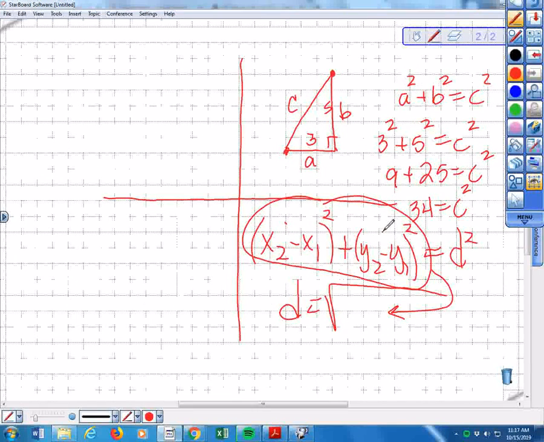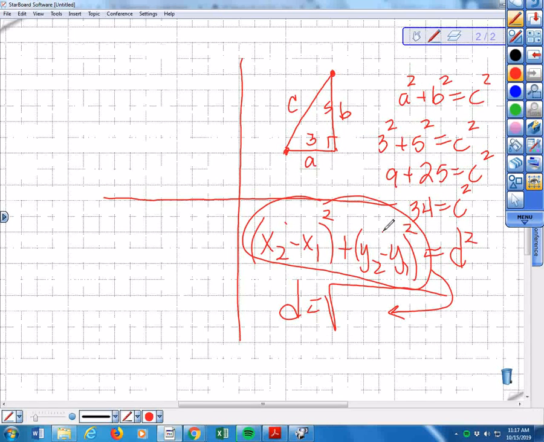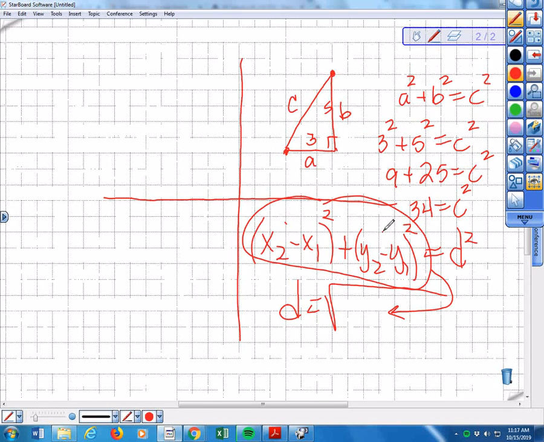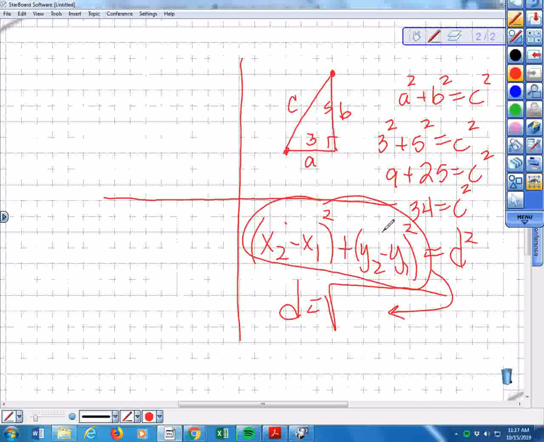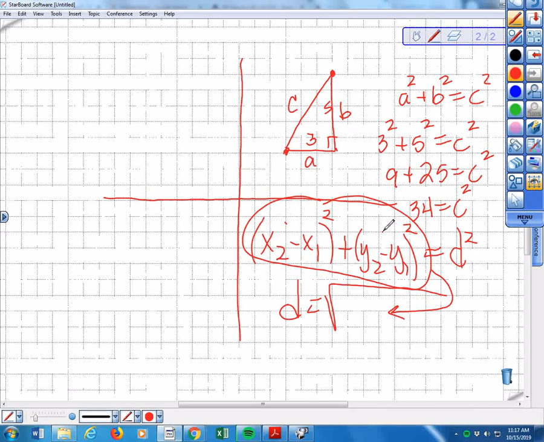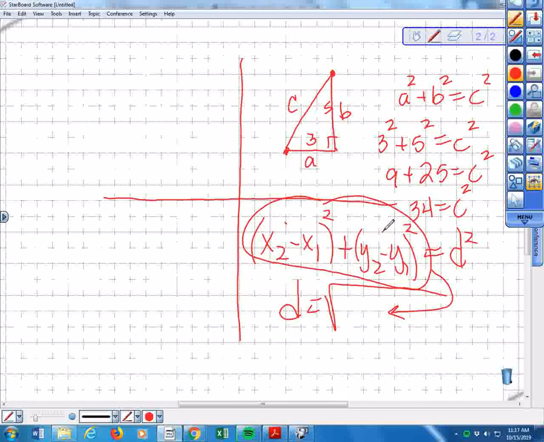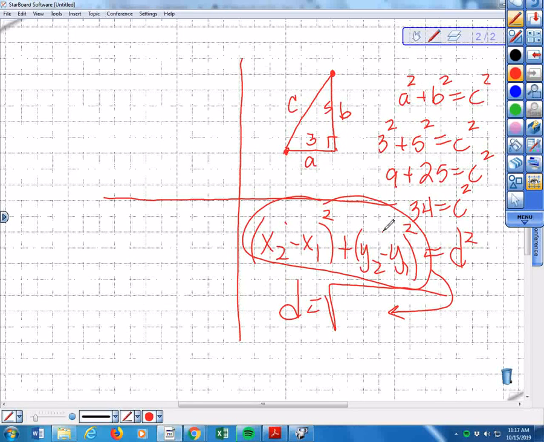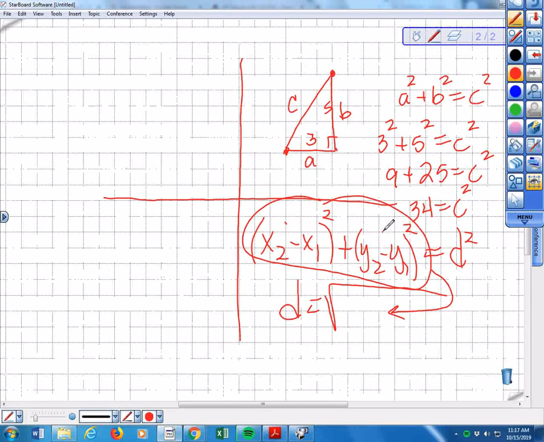34. Okay, so you can memorize it's the square root of x2 minus x1 squared plus y2 minus y1 squared, or just draw a triangle and use the Pythagorean theorem. That's the easiest in my opinion. Okay? So, the distance.